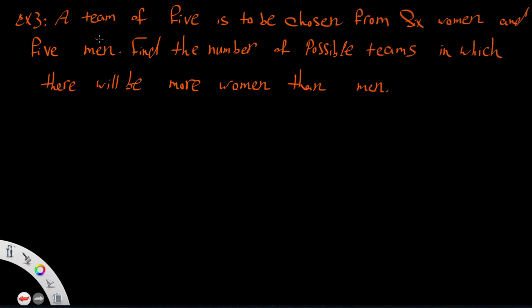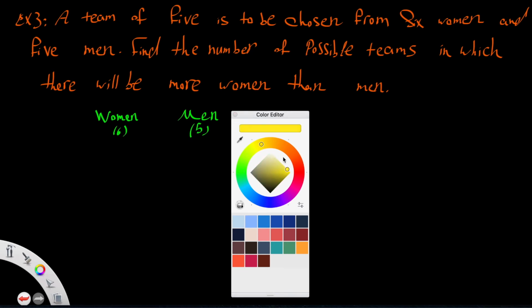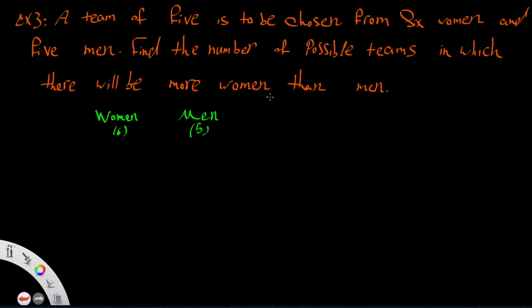Example number 3. A team of 5 is to be chosen from 6 women and 5 men. Find the number of possible teams in which there will be more women than men. First, the number of women is 6 and the number of men is 5. As it says, the number of women is going to be more than men, and the team should contain 5 members. So what are the possibilities?